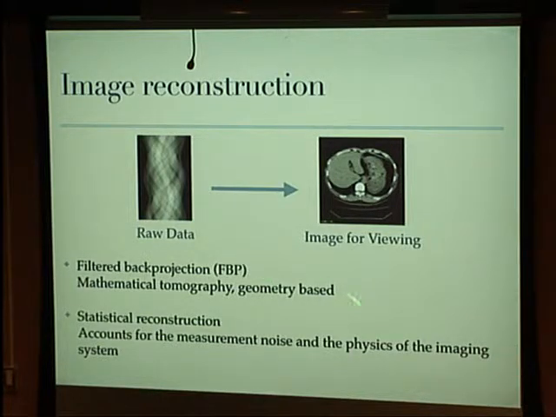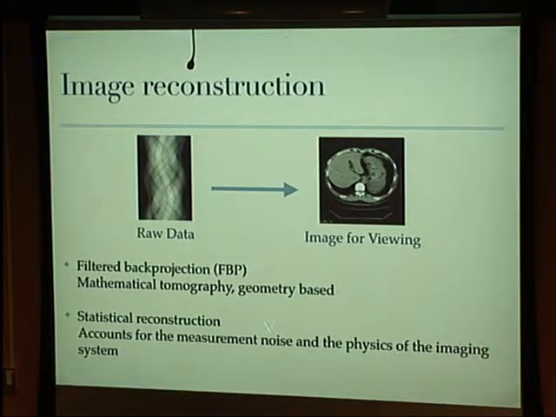The general conventional way of doing that, the thing that's been used for decades, is something called filtered back projection. It's a mathematical tomography method. It's essentially geometry based. It is very fast. It doesn't take any time to do, but it doesn't really account for the complicated physics and the complicated statistics that may be present in your image data.